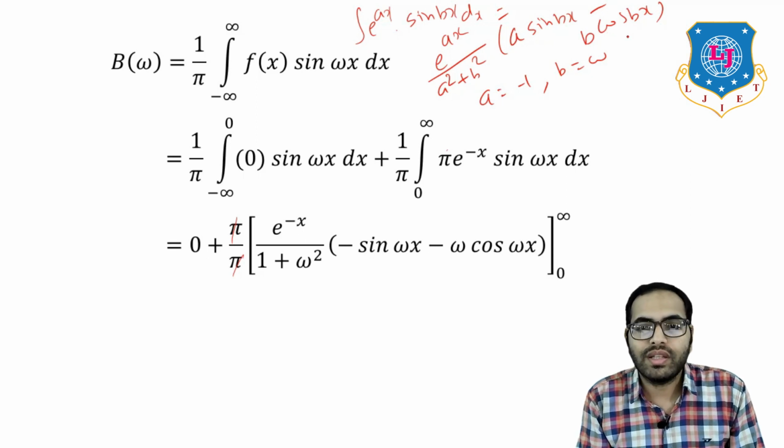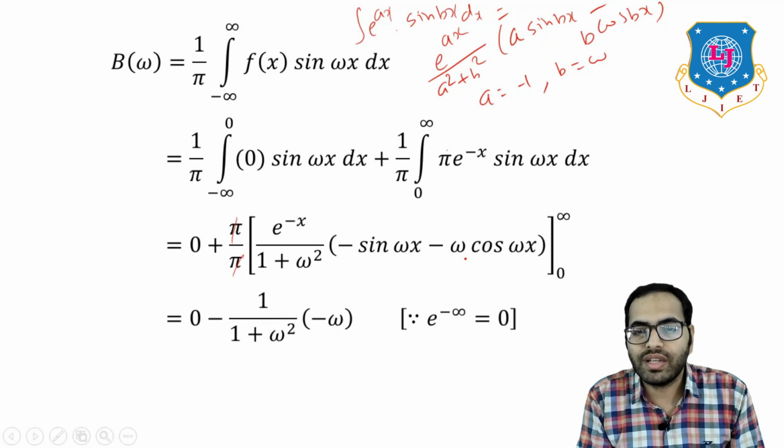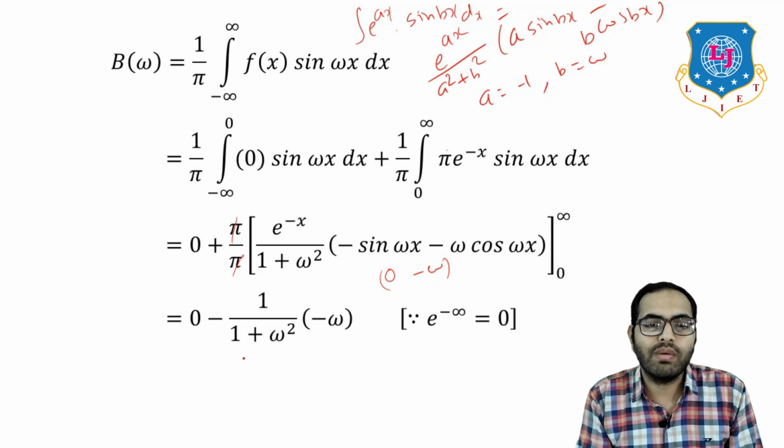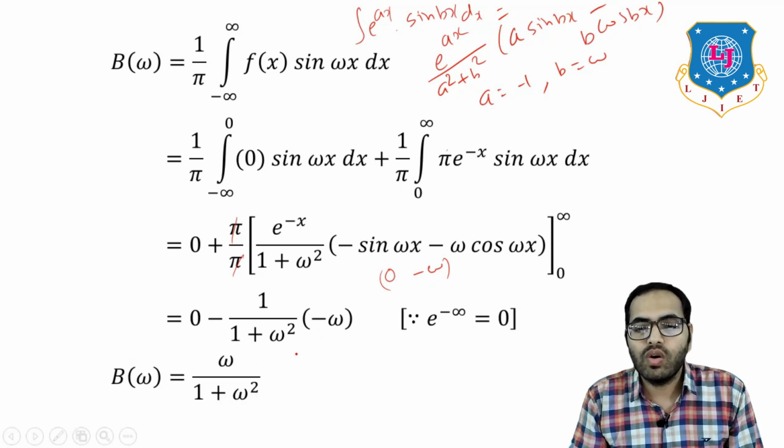Then applying the upper limit minus lower limit, e raised to minus infinite, that is 0, 0 into anything is 0. The upper limit is 0. The lower limit has a minus: e raised to 0 is 1, then 1 upon 1 plus omega square, sin 0 is 0 minus cos 0 is 1, then 0 minus omega, that is minus omega, minus minus plus, then it becomes omega upon 1 plus omega square.